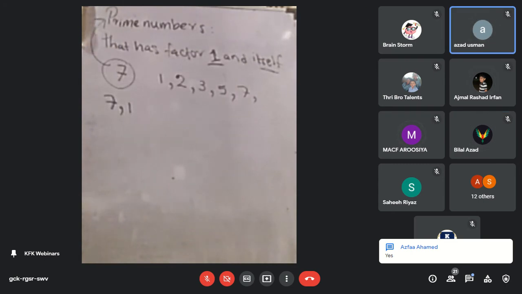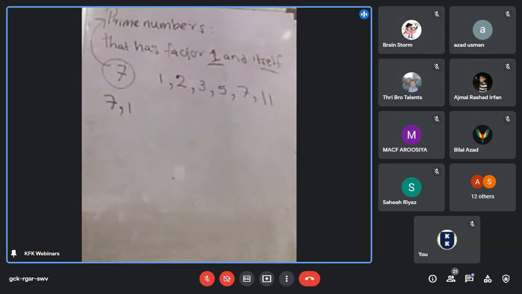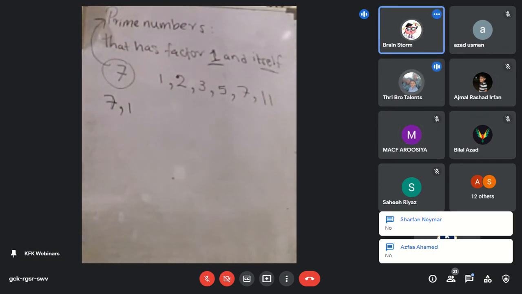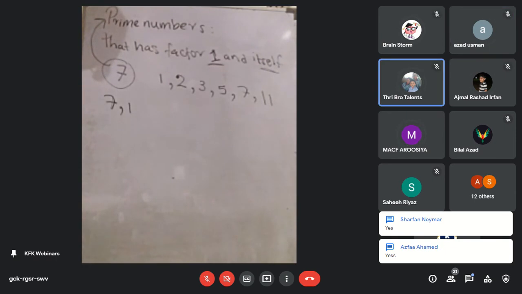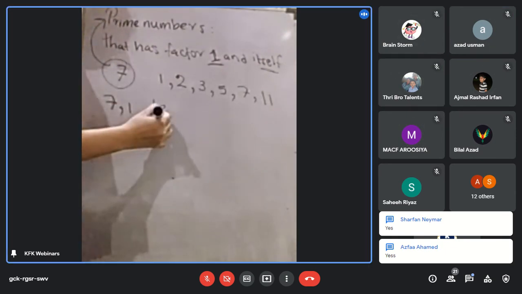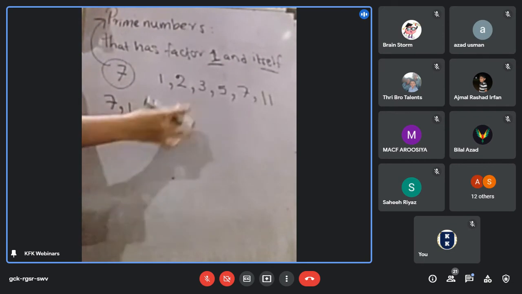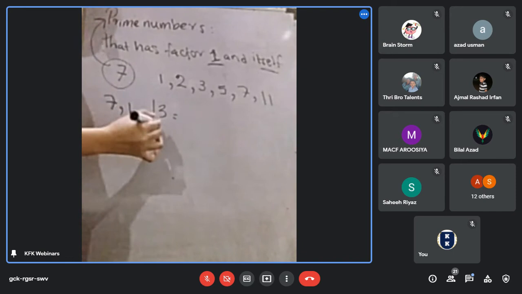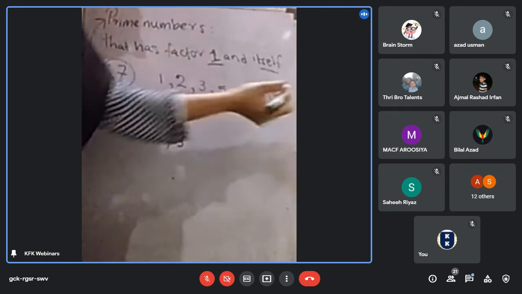Yes. 11 is a prime number. What about 12? Is 12 a prime number? No, 12 is not a prime number. What about 13? Yes, 13 is a prime number. There are no other multiples that you will get when you multiply together to get 13. There are no other multiples for 13 other than 1 and 13. Therefore, 13 is a prime number.